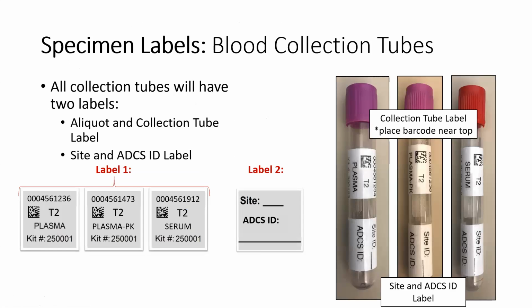So here's what it looks like to label the blood collection tubes. These are the 10 and 6 mil EDTA tubes and the serum red top tube. So we ask that you please put the aliquot and collection tube label at the top with the barcode near the cap. This allows us to scan them when they arrive here when we are accessioning the samples. And then the second label that you will put at the bottom of the tube is the handwritten site and ADCS ID label.